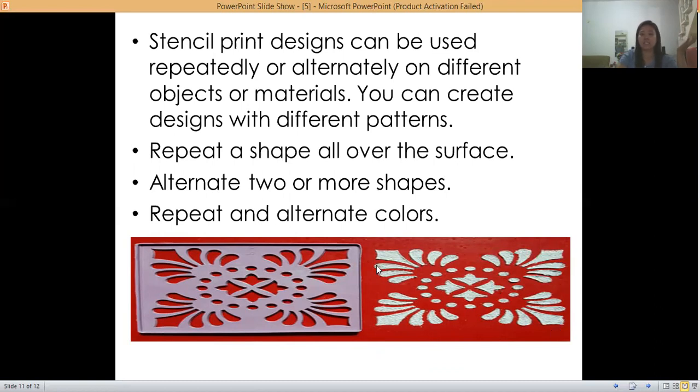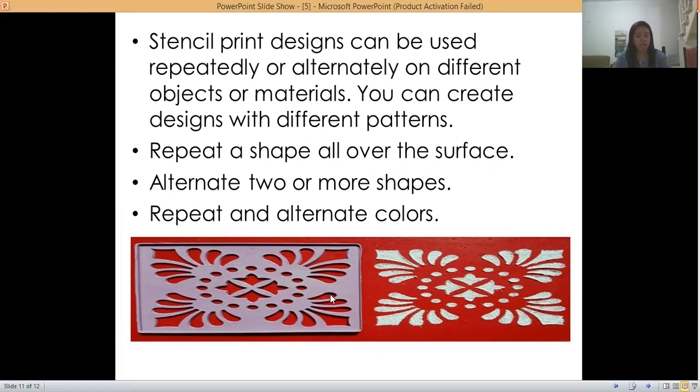So the stencil print design can be used repeatedly or alternately on different objects or materials. You can create designs with different patterns. So you can make your own pattern. In stencil print designs, you can repeat a shape all over the surface, if it's the same shape. Or you can alternate two or more shapes. Or you can repeat or alternate colors. So it's up to you what design you like to do, and the stencil print is up to you also.